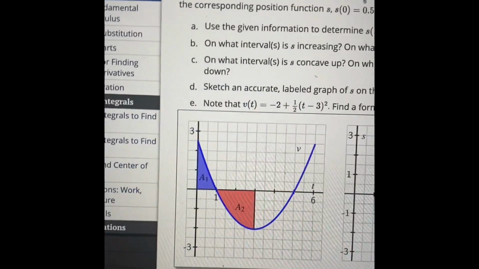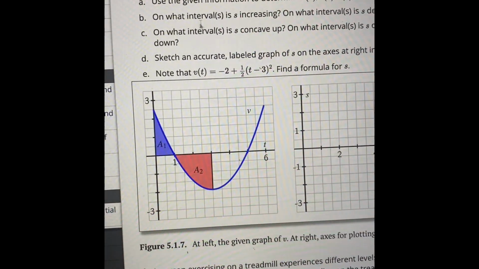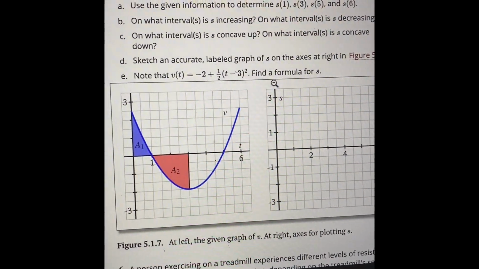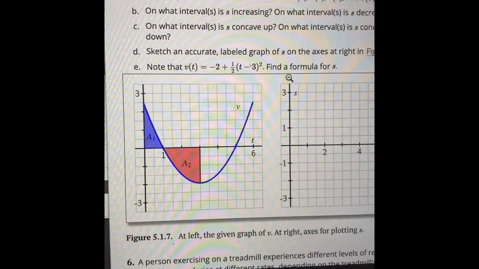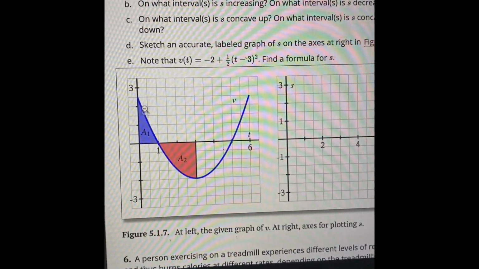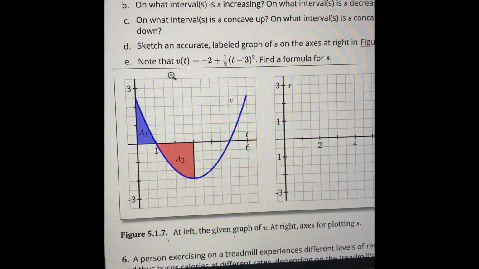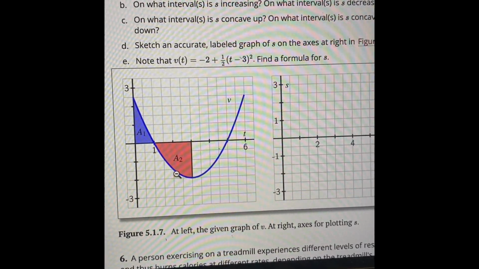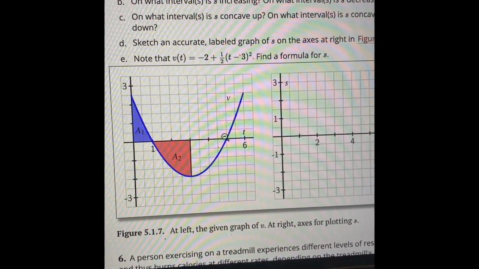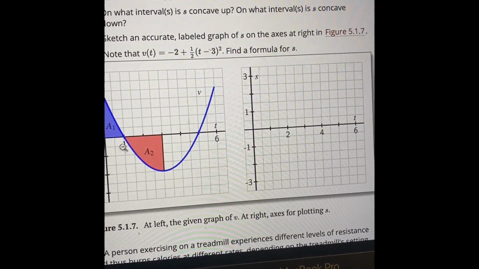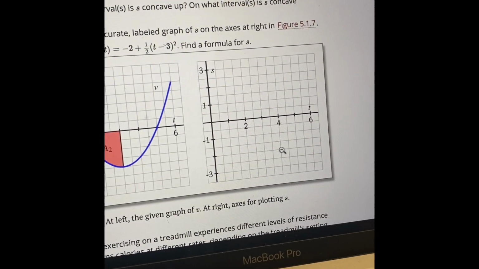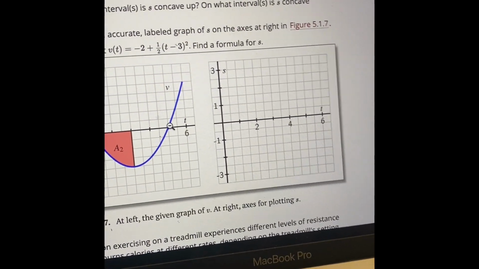So in the first problem, they're asking us on which interval S is increasing according to v of t, and on which one S is decreasing. For this, we always have to remember that when the graph of v of t is above the x-axis, the graph of S is increasing. And when it's below the x-axis, the graph is decreasing. So we know that from 0 to 1, the graph of S of t is increasing, and from 1 to 5, the graph of S of t is decreasing, and then it increases again from 5 to 6.